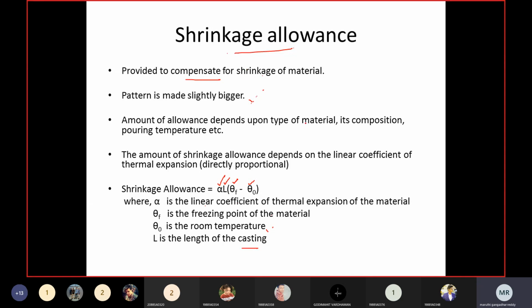You already know that different materials will behave in a different manner according to the linear coefficient of thermal expansion. That means the amount of shrinkage allowance will depend upon a particular property of the material that we are using. What is that property? Linear coefficient of thermal expansion. The amount of shrinkage value will depend upon the linear coefficient of thermal expansion, how that particular material will behave at elevated temperatures.